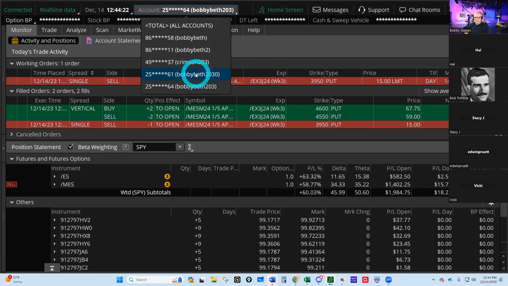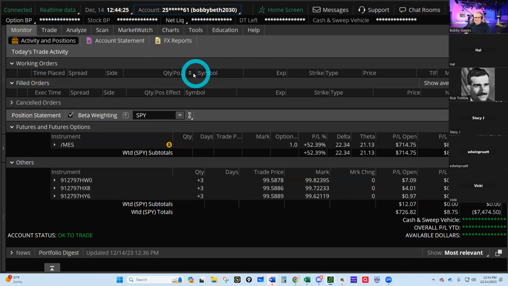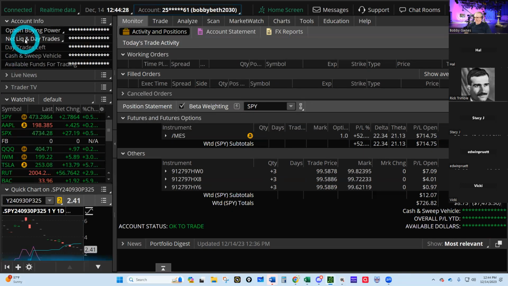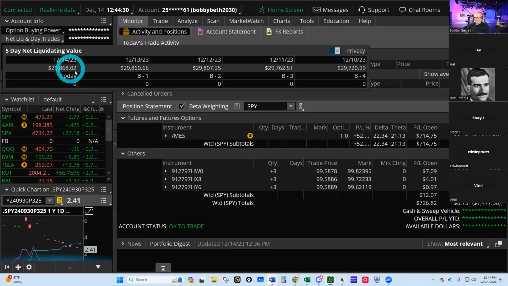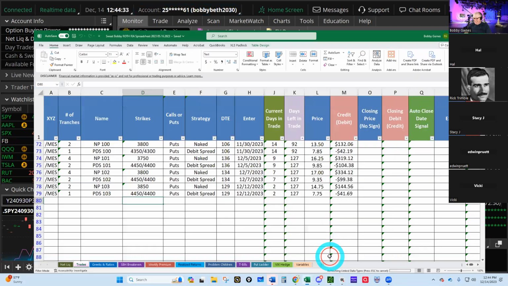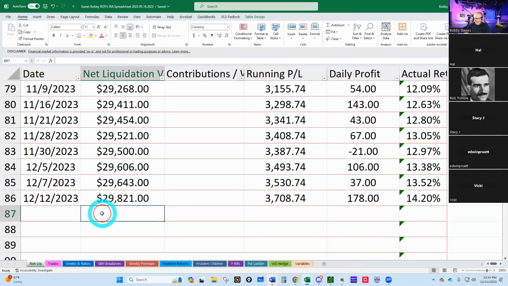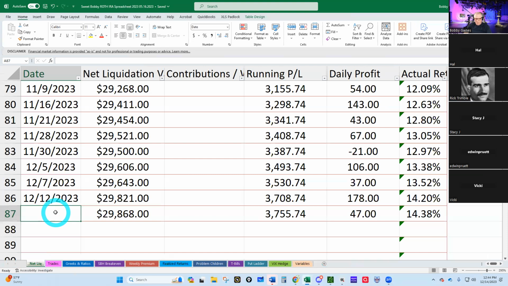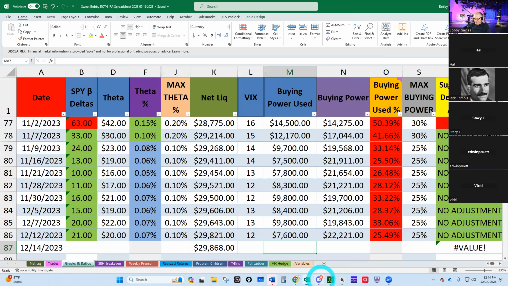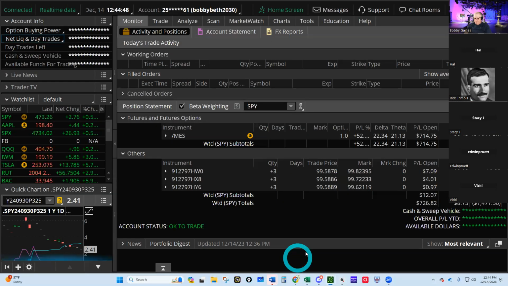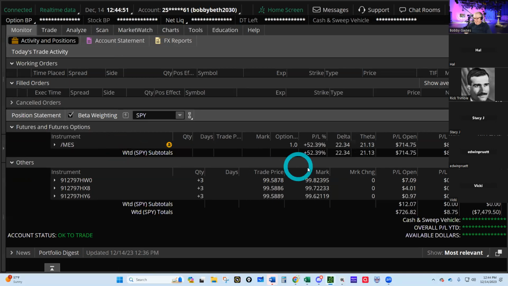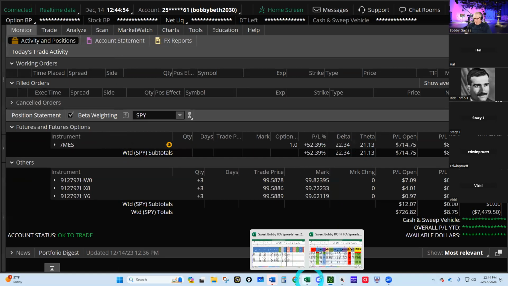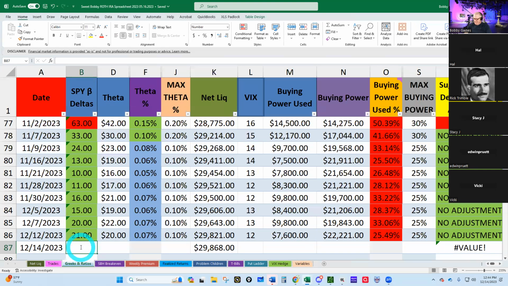So let's go to the other account now, the 2030 account. This is a Roth IRA. And in the Roth IRA, we are at 29,868. Fire up the band, Rico. And our correction ratios here are 22, 21. Looks like we need a trade over here too.